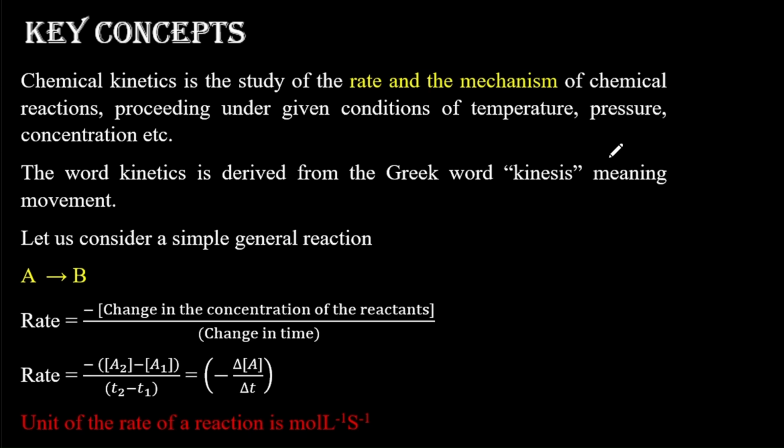Here we are going to discuss only the important formulas. We are not going to see the concept in detail. First, what is chemical kinetics? It is the branch of chemistry in which we will study the rate and mechanism of a chemical reaction.